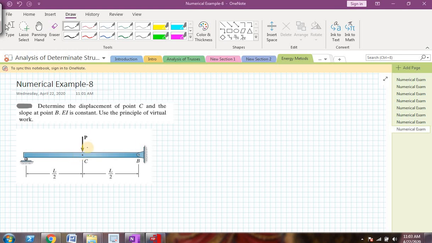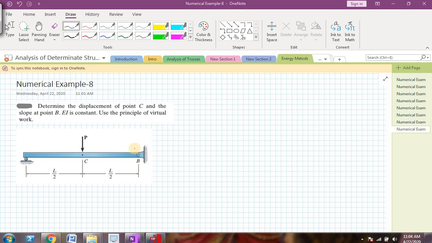Now the first step in the virtual work principle is to remove this external load, and instead of the external load I have to put a unit load at point C. Why at point C itself and not anywhere else? Because we have been asked to find the displacement at point C. And to find the slope, instead of this external load P, I have to apply a moment of 1 kilonewton meter at point B, and we proceed.